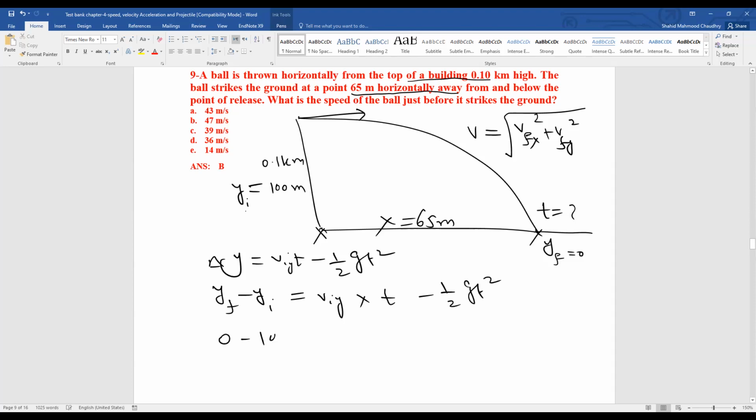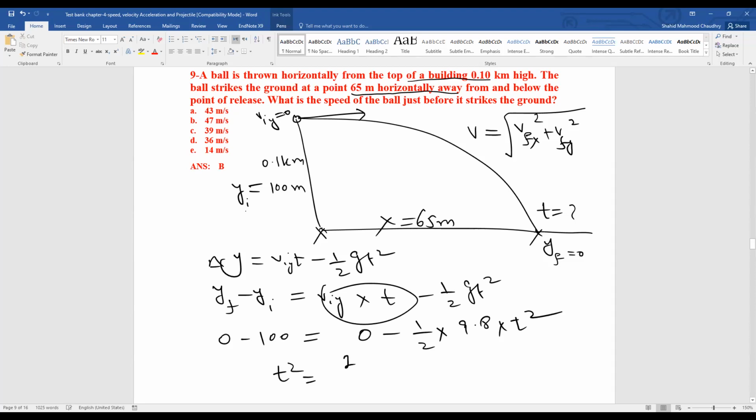So 0 minus 100 is equal to Viy. From the highest position, when the ball is coming down, then Viy is equal to 0. So this will be 0 minus 1 over 2 into 9.8 into t square. You can solve it, and t square will be 200 divided by 9.8. So t is equal to the square root of 200 divided by 9.8, and the answer is 4.51 seconds.